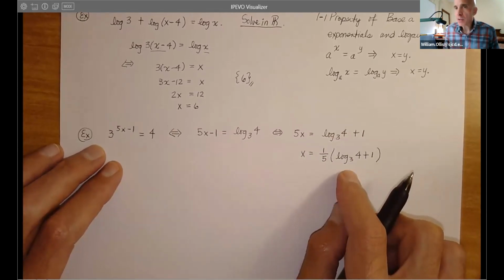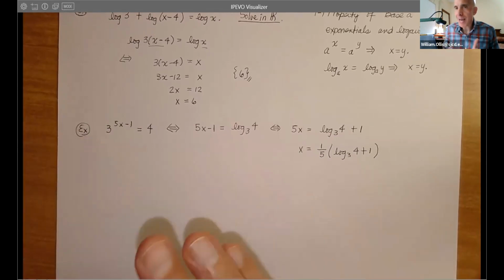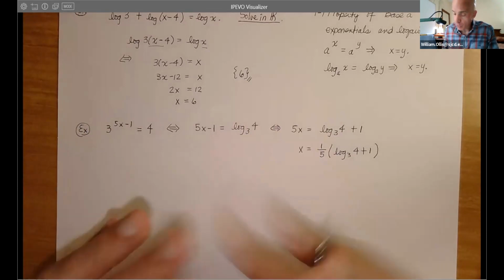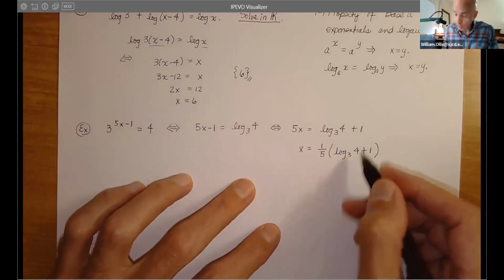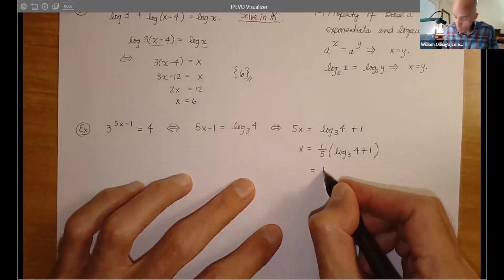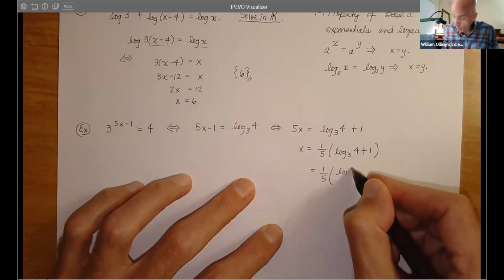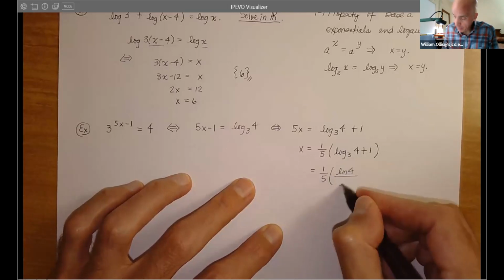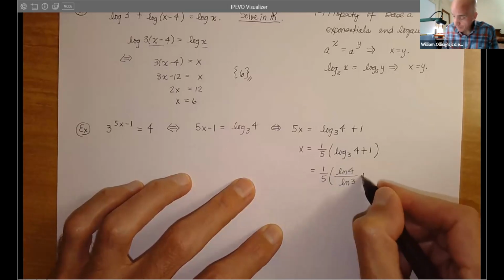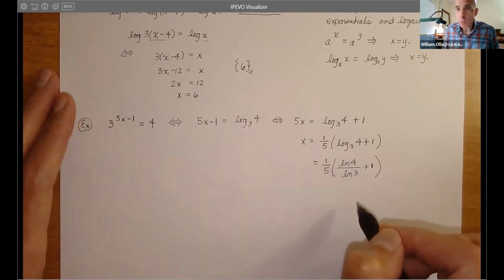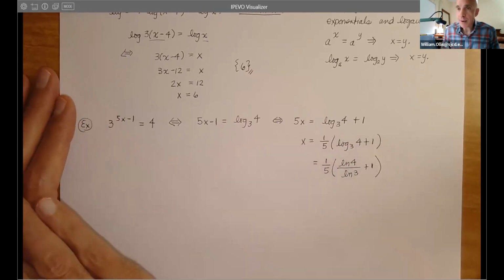Now, another thing you might think is that maybe WebAssign asked for an approximation, so you wanted to use your Google calculator. You could just change this to the natural base if you wanted. You could say this is just 1/5 times the natural log of 4 divided by natural log of 3, plus 1. So of course, if you were typing this into WebAssign, either of these would be fine.